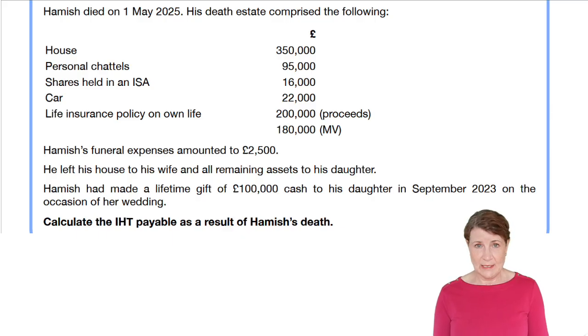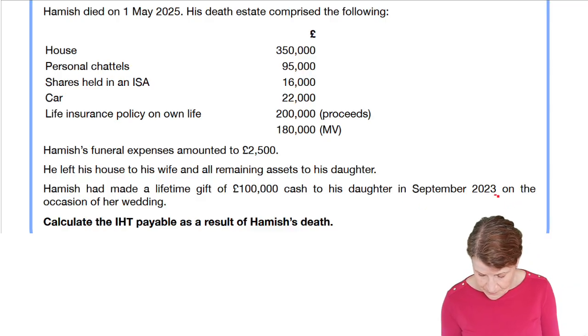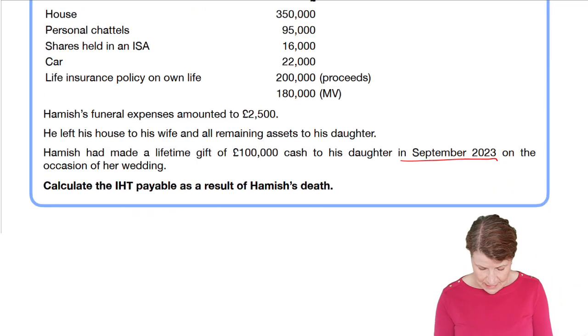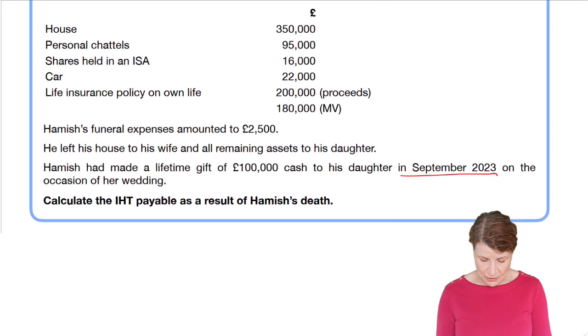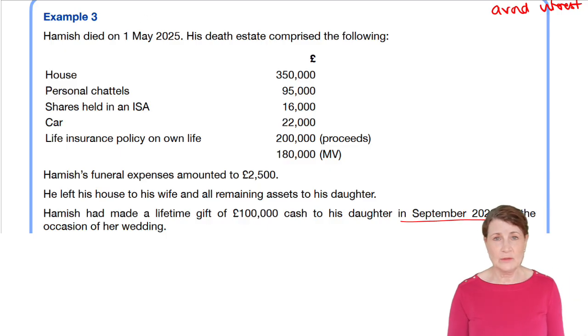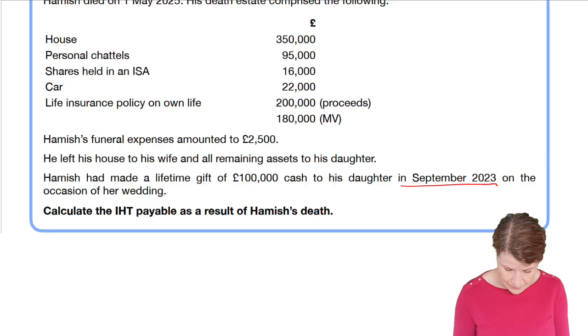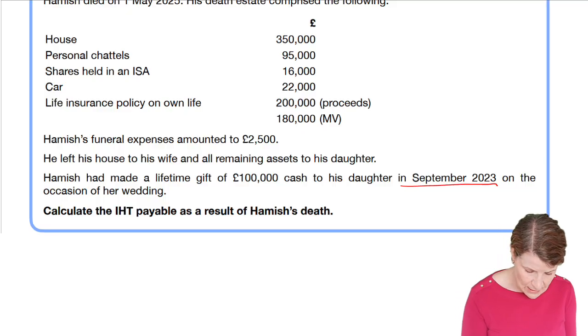And we've only got one lifetime gift there, which is £100,000 cash to his daughter in September 2023 when she got married. So that is a PET, isn't it? So we need to work out that PET value because it's within 7 years of the date of death. And therefore, of course, it's going to eat into our nil rate band. So let's have a look at Hamish.